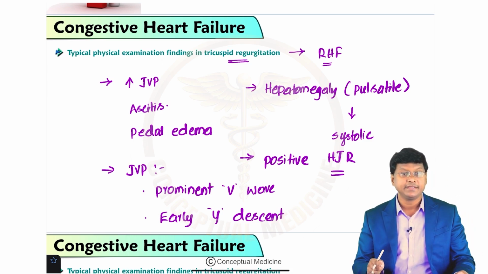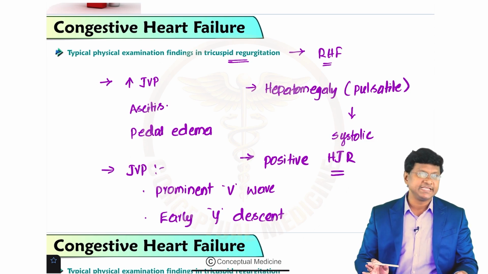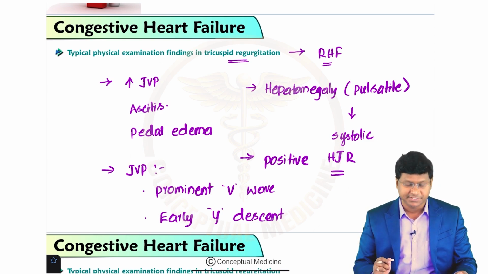Right, they have early Y descent. So that will be the JVP findings in patients with tricuspid regurgitation.